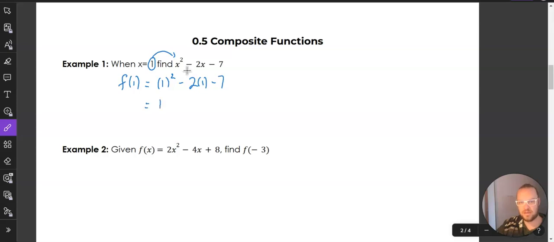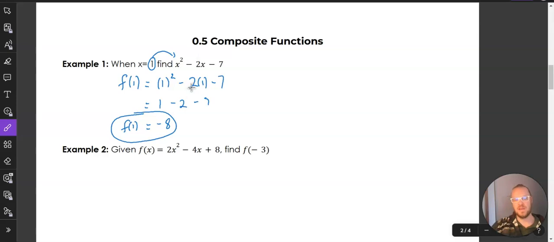So 1 squared is 1, 2 times 1 is 2, minus, because of course it's subtracted, and then minus 7. And then the last step is just to collect all of that together, and so we're going to get negative 9 plus 1, so negative 8 would be our final. So f of 1 is negative 8.